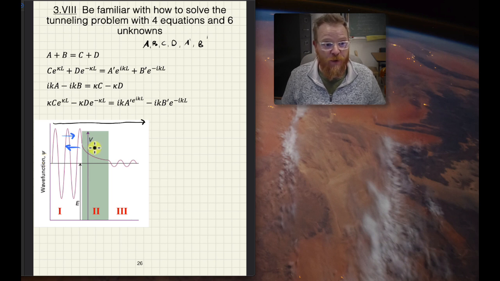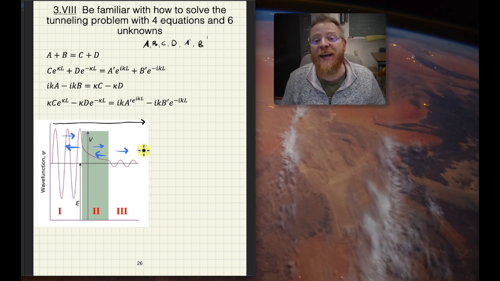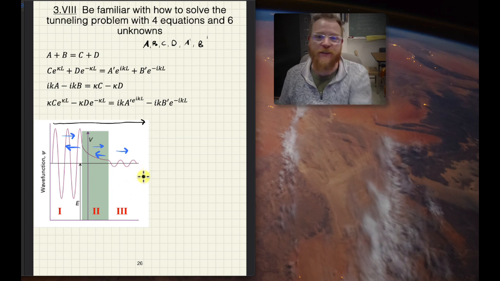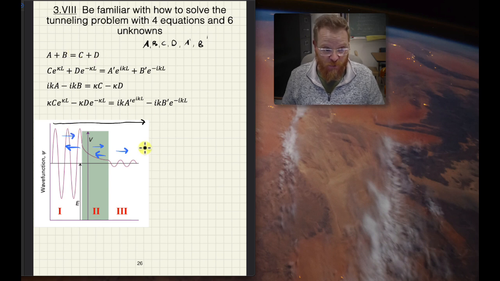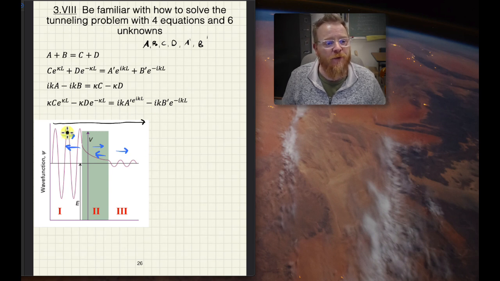In region 2, we also have right moving particles, but we also get some reflected particles coming off the barrier. And then finally, in our region 3, we only have right moving particles because we haven't put any kind of barrier right there. We're just letting those particles fly all the way through. So as we might guess, we can ascribe these constants to those different motions.